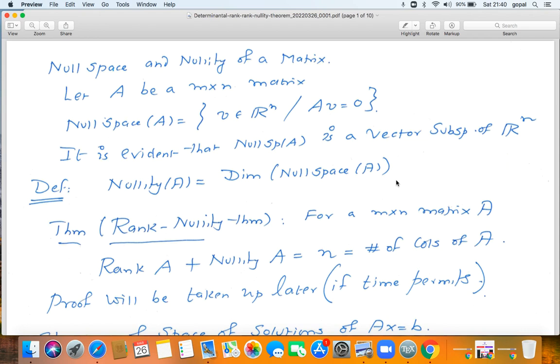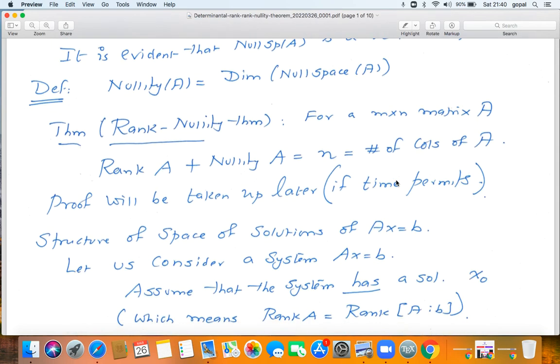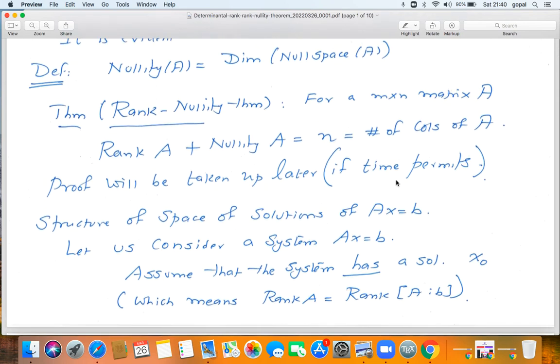The dimension of the null space of A is called the nullity of A. And an important theorem, a very important theorem in linear algebra, which is going to be used several times, is the rank nullity theorem. What is the rank nullity theorem? The rank nullity theorem says that the rank of A plus the nullity of A adds up to give you n, which is the number of columns. The proof will be taken up later. Every book on linear algebra will have a proof of this theorem. So we will take it up if time permits. For now, we will assume it.